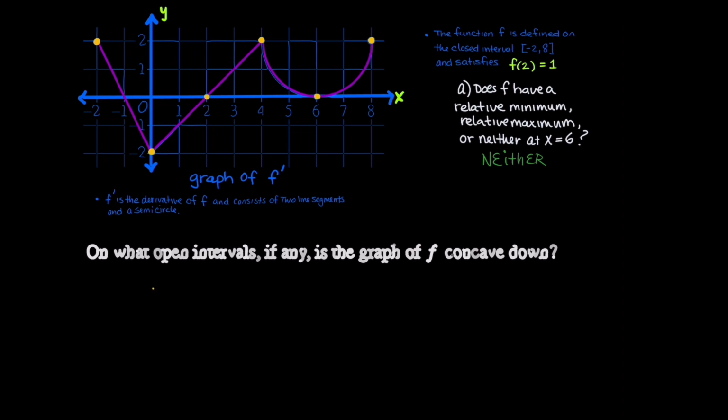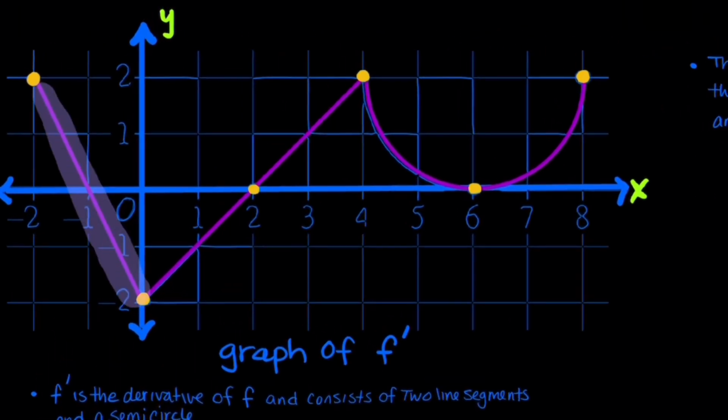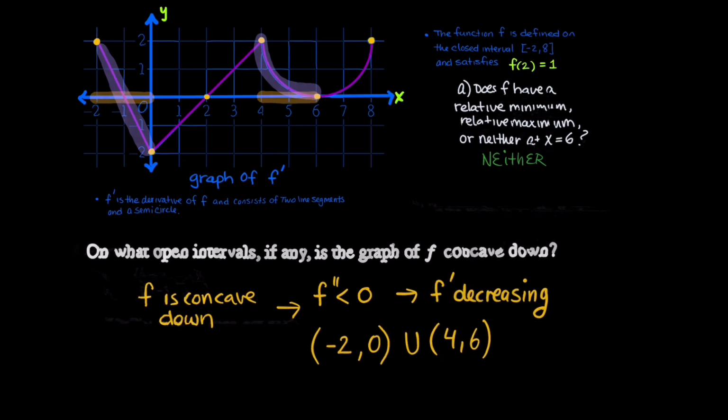Next, on what open intervals, if any, is the graph of f concave down? Well, f is concave down if its second derivative is negative. And if its second derivative is negative, that means the first derivative will be decreasing. So we must look at the graph to find where f prime is decreasing. And we see that it is decreasing here, as well as here. That is, on the open intervals from -2 to 0, and from 4 to 6. So we put the union of these two intervals as the open intervals for which the graph is concave down.